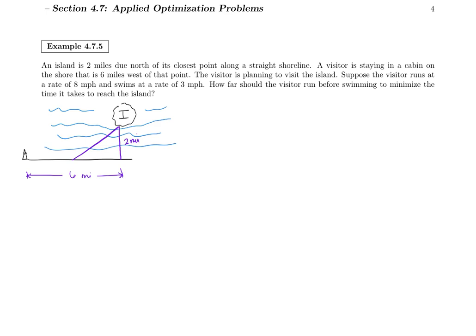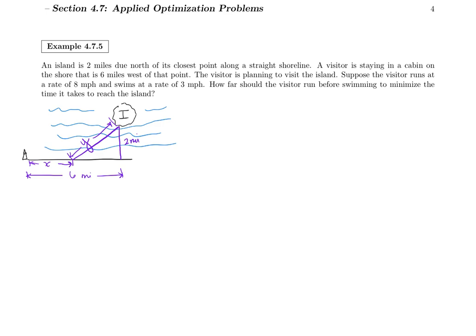So if we call their running distance here x, and we call their swimming distance here y, that's how far they swim from the shore to the island, then we can figure out how to minimize their time. That's our objective. We want to minimize the time that they take getting from the cabin to the island with a mixture of running and swimming.